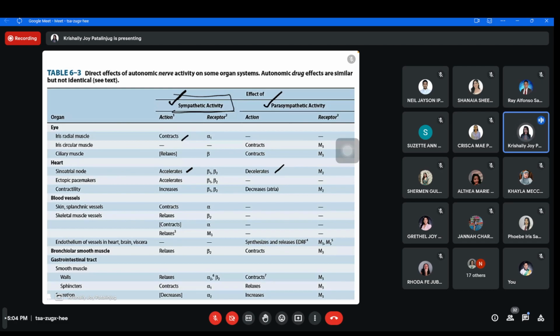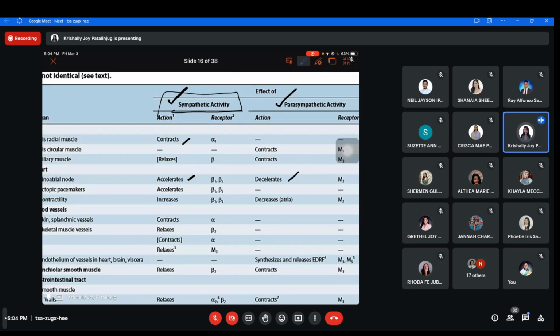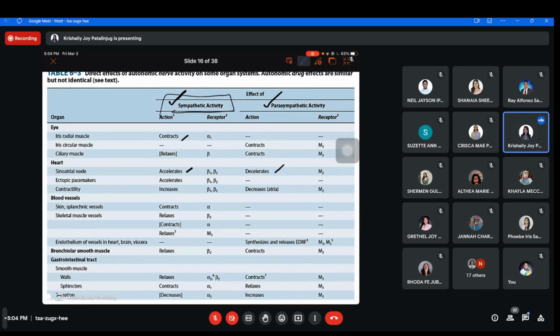Sige, so maghatak ng example, just to realize na antonyms talaga with each other yung effect nila. So, for example, number 1, pupil. Okay, kasi eyes, pupil. Now, sa pupil in the eyes kapag sympathetic activity, that is dilation.